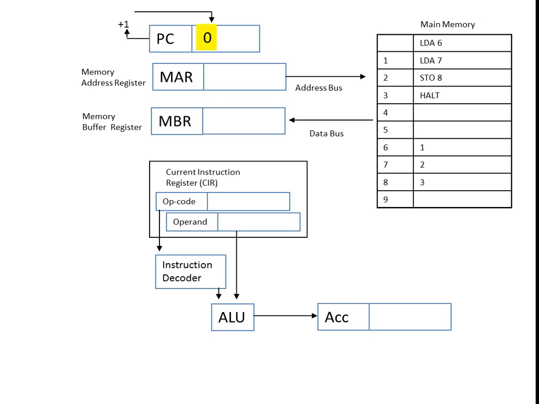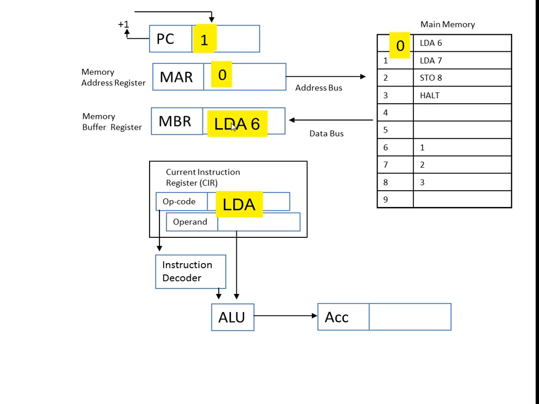So the program counter is at 0. So we copy 0 into the memory address register, then the data runs along the address bus to memory location 0. We then load the instruction, which is LDA 6. This is telling us to load into the accumulator the data that is at memory location 6. So we copy these, we increment the program counter, and we copy this data into the memory address register.